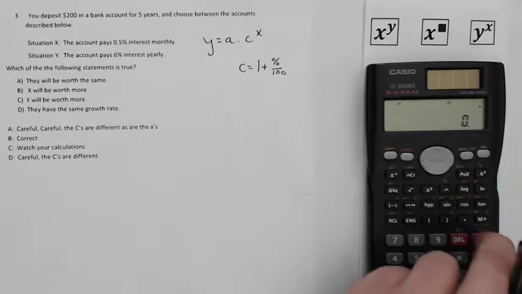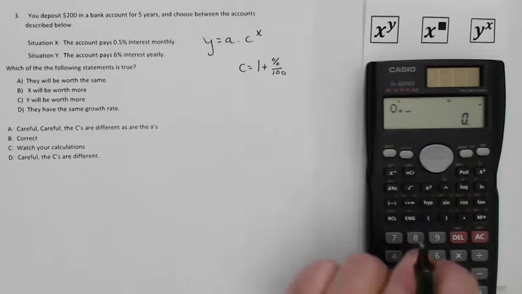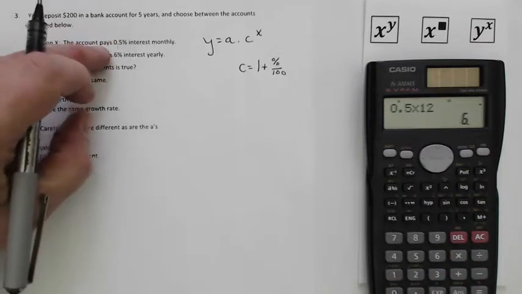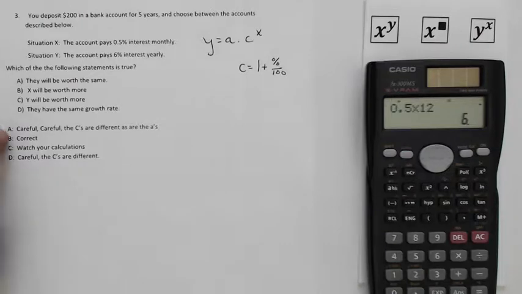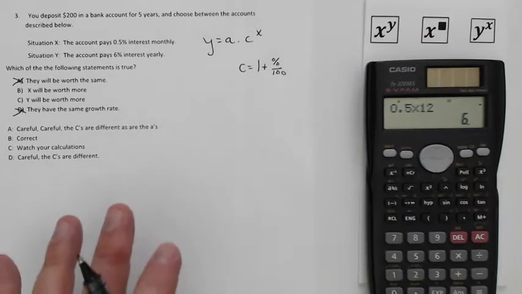The first thing I want you to notice is some people will say, well, if I earn 0.5% times 12 months, that's 6% in a year. So 6% here, 6% here, they should be worth the same, or they have the same growth rate. They're growing at the same amount. You can get fooled into thinking A or B are correct. They are actually not correct. These are not the same function, and you'll see that when I build their respective rules.